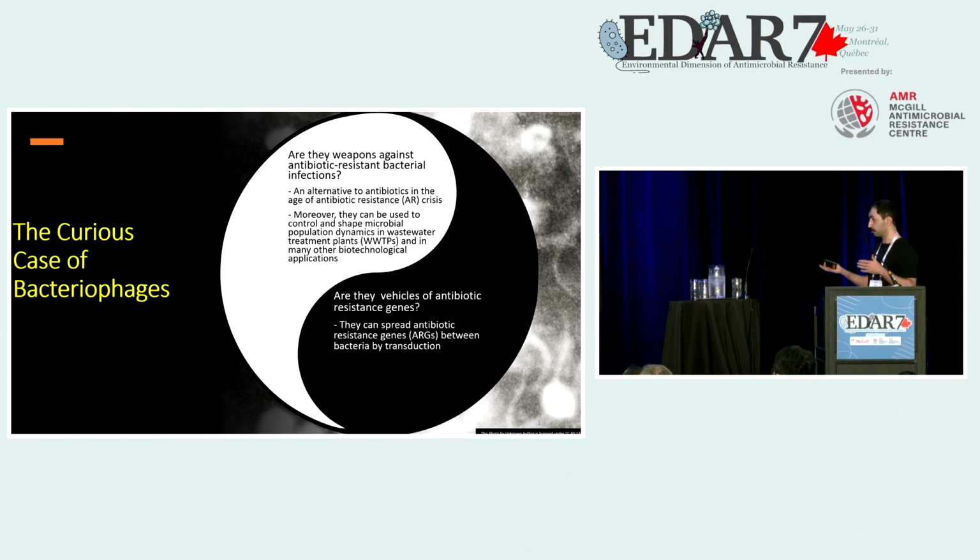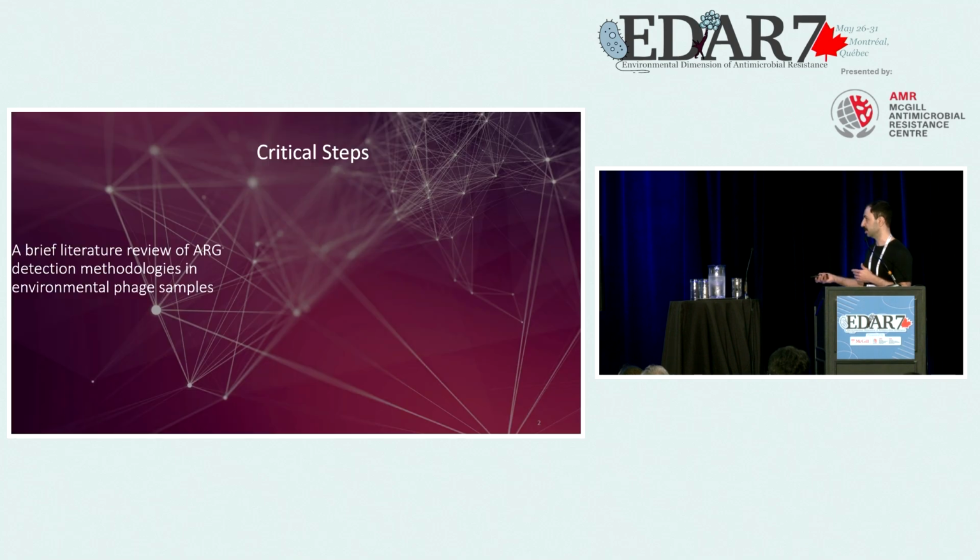It is also a proven concept that they can transfer antibiotic-resistant genes between bacteria by transduction. But before I started my research, what I saw in the literature was lots of contradictory reports. Some say that phages are highly abundant and carry antibiotic-resistant genes. But on the other hand, there are other reports which say they rarely carry antibiotic-resistant genes.